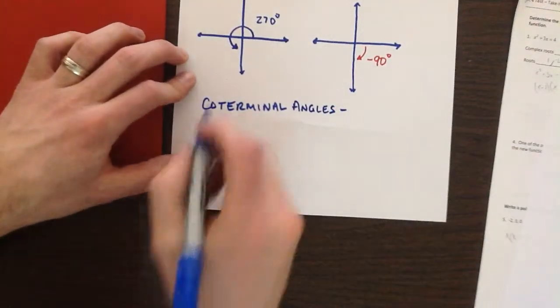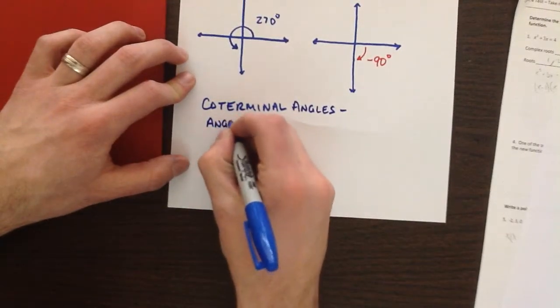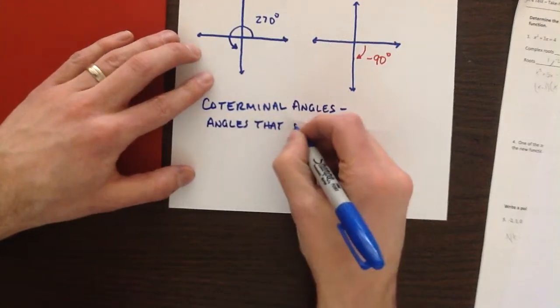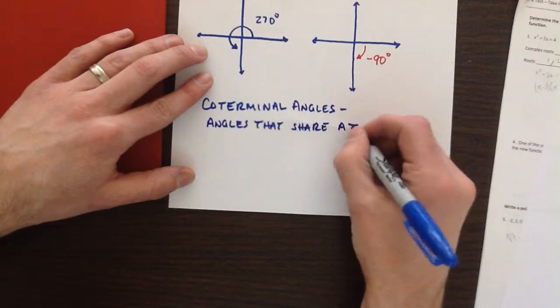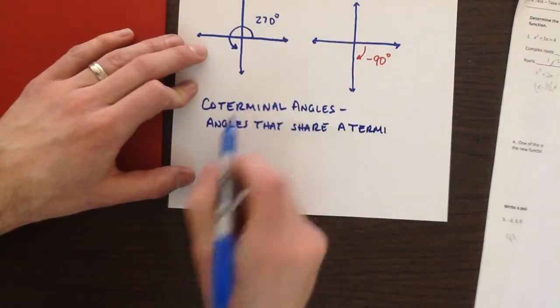Coterminal angles. Angles that share a terminal side. I don't need to write that down. I'm going to remember that. Coterminal angles are angles that share the same side. That's what co means. If you can make sense out of the language, yeah.